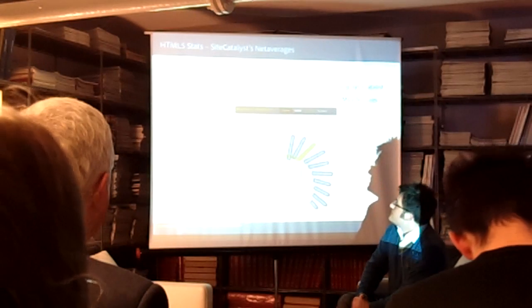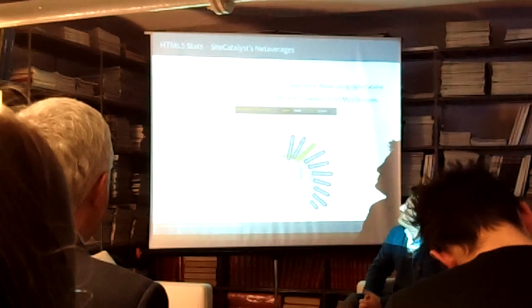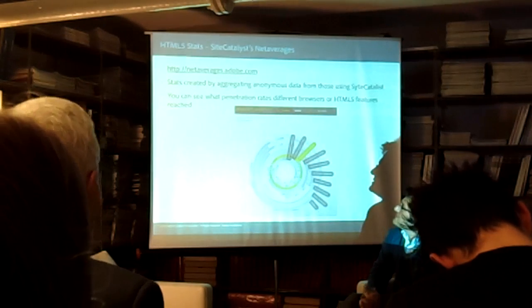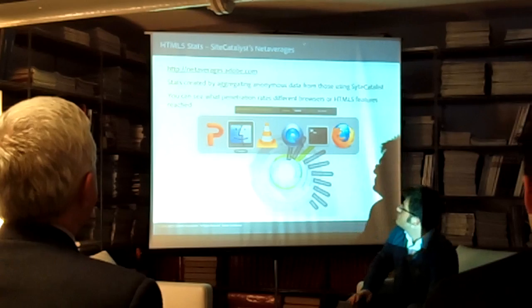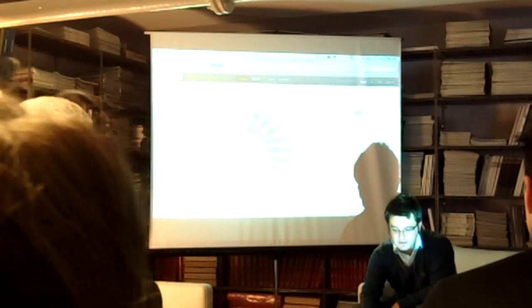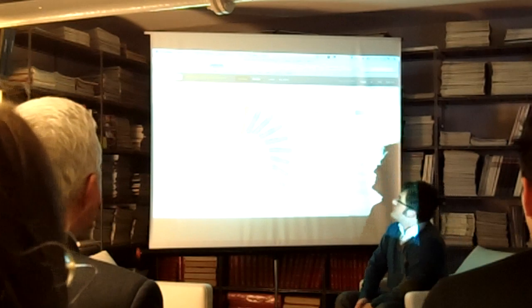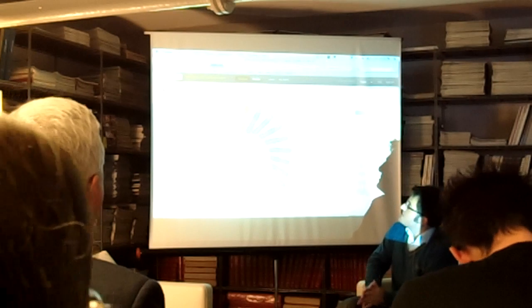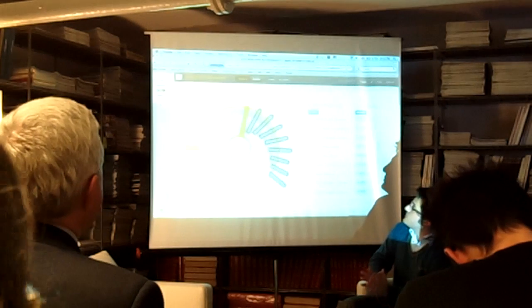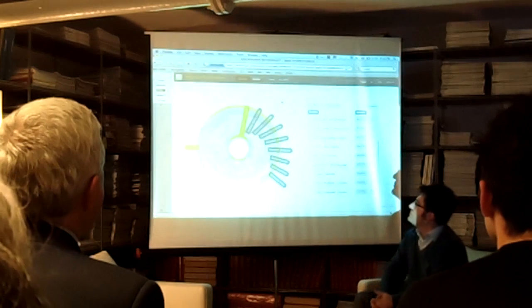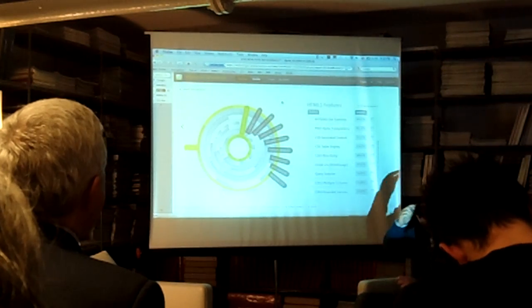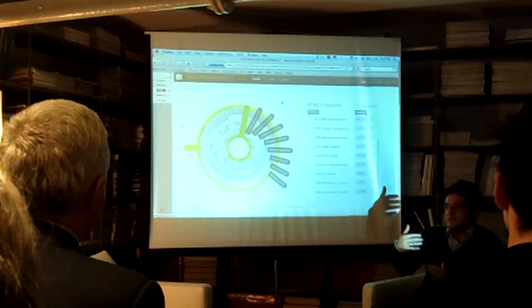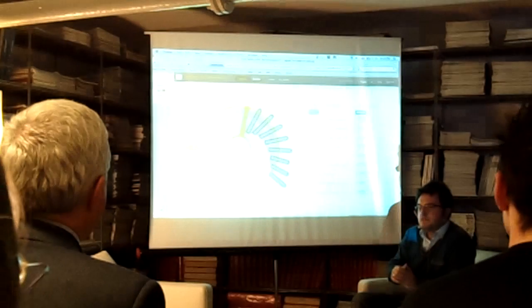Another cool thing we have for helping people to work with HTML and HTML5 is a service called Net Averages. And I'm going to move directly to my browser to show you the service live right here. So once again, the service name is Net Averages. It's available at netaverages.adobe.com. And what you can see here is basically information about what browsers are used out there by people, what the HTML5 penetration rates are.